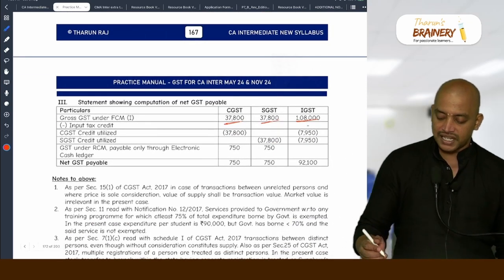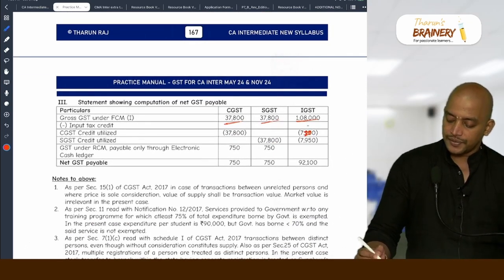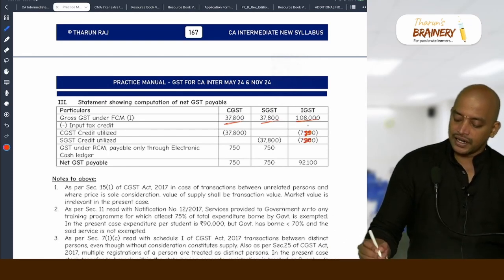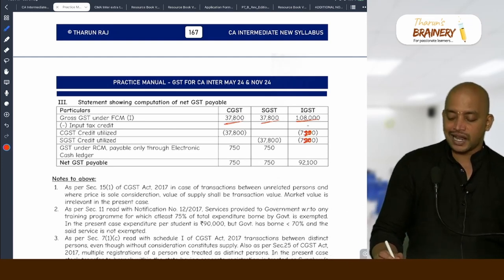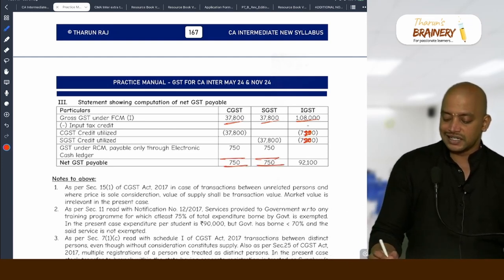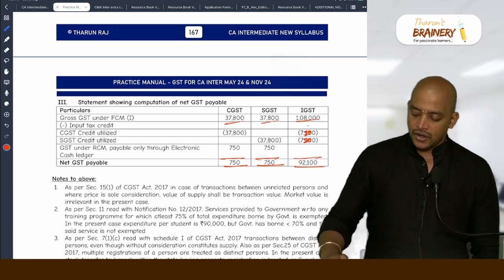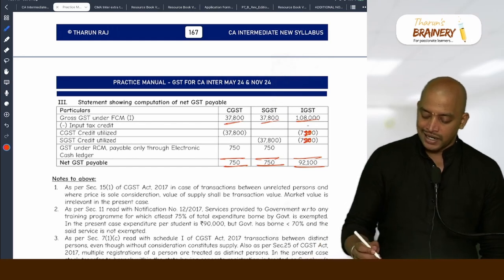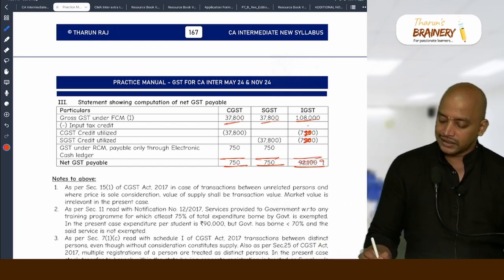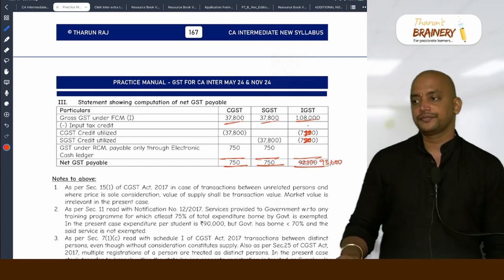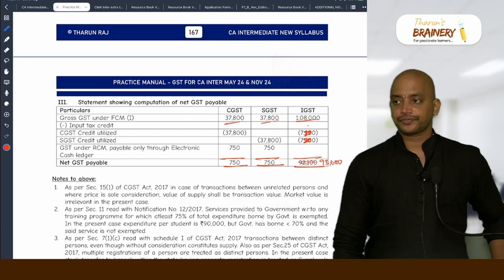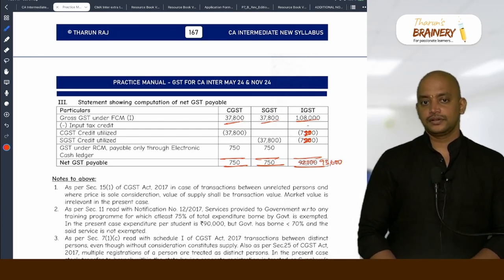What is the balance left? 7,200. Same way here also, 7,200 we will set off. And RCM liability anyhow we need to pay in cash. So CGST 750, SGST 750, and IGST will be 1,08,000 minus 7,200 minus 7,200, that will be 93,600. Understood here?